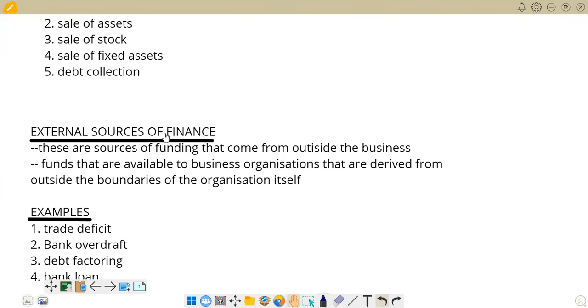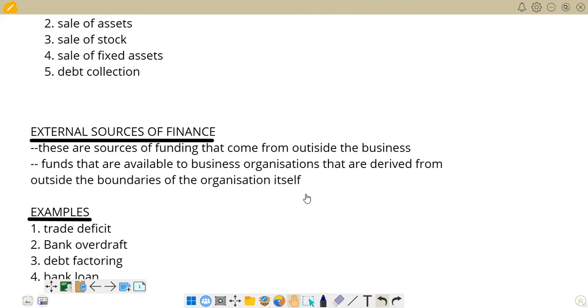The explanation of external sources of finance means these are sources of funding that come from outside the business. And the second explanation is funds that are available to business organizations that are derived from outside the boundaries of the organization itself. So whenever funding is being sourced from outside the business organization, we call it external sources of finance.